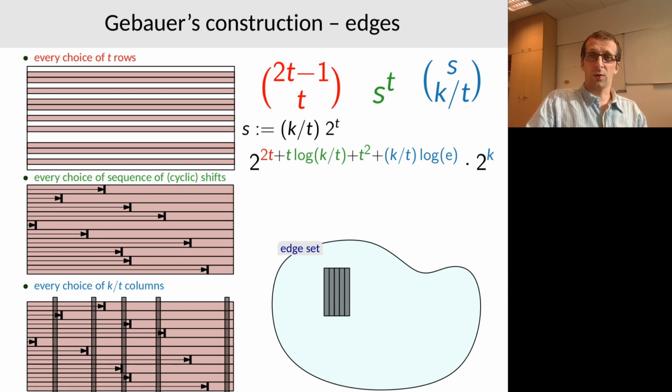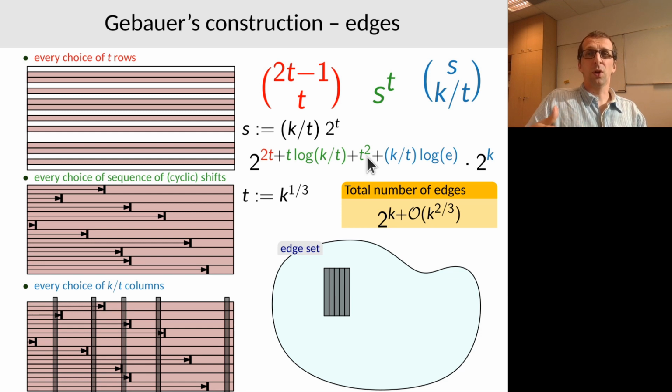And inspecting this formula, we can learn that t equal to cubic root of k is quite close to the optimal value. And then the total number of constructed edges becomes a number like this, 2 to the power of k plus something of the order of k to 2/3.